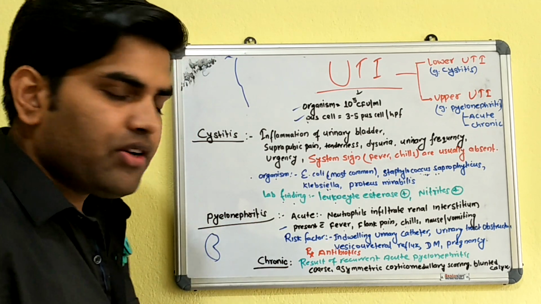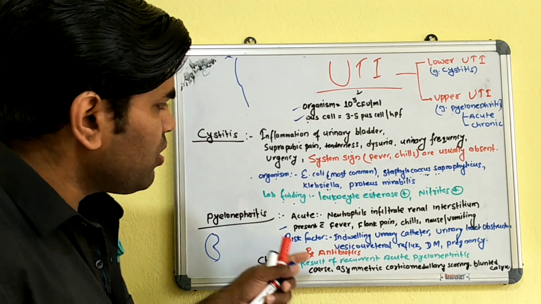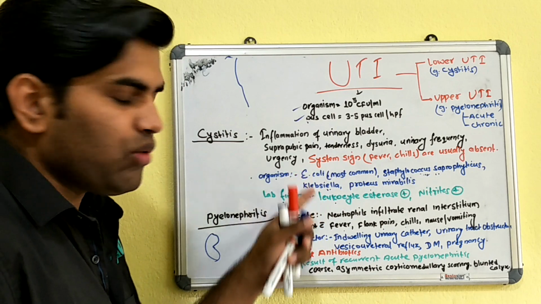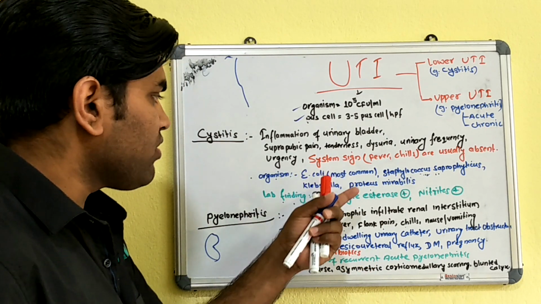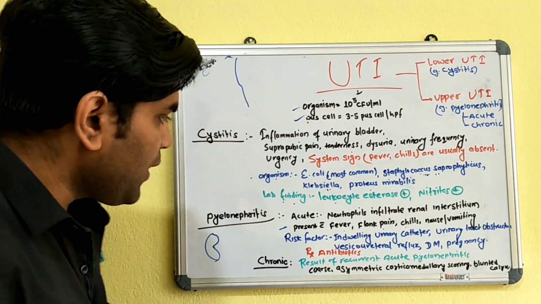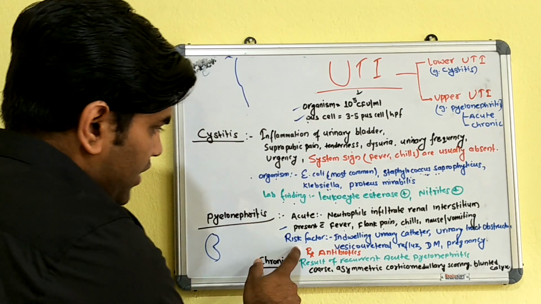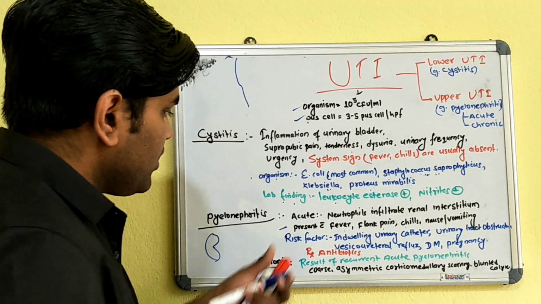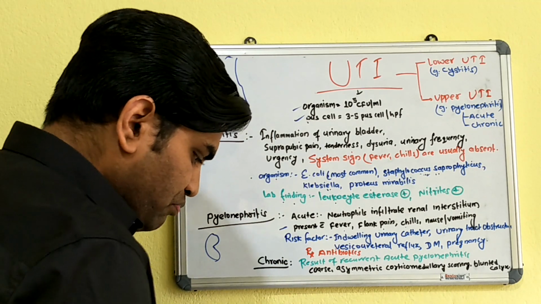Now come to the treatment. Treatment will be antibiotics, and the common organisms are these only. Mainly E. coli, Escherichia coli. It may be Staphylococcus aureus, or other Enterobacteriaceae like Klebsiella and Proteus mirabilis. Antibiotics will be according to the culture sensitivity. We can even give empirical antibiotics as well.